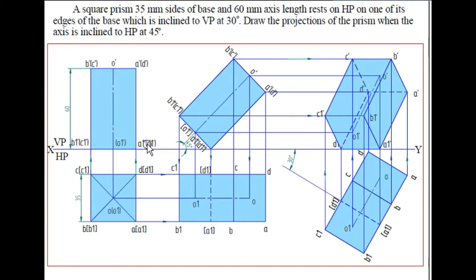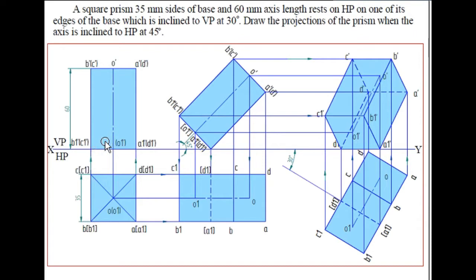So coming to the bottom face. B1 dash is visible. C1 dash is hidden. Next A1 dash is visible. D1 dash is hidden. So this is how the representation of the first position in which the square prism is resting on HP plane, and the view that is obtained here is a top view of a square prism and the view that is obtained here is a front view of a square prism.